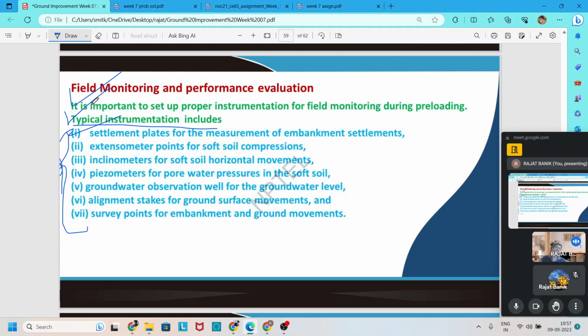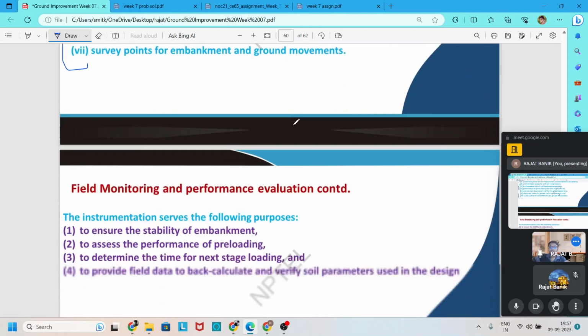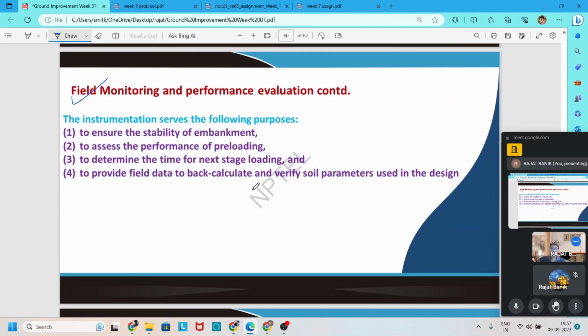To check the pre-consideration, these instruments also serve some purposes, like ensuring the stability of the environment, checking the performance of the preloading, determining the time for the next stage loading, and providing the field data to back calculate and verify the soil parameters used in the design. All these instruments are used for these purposes during this pre-consideration technique.